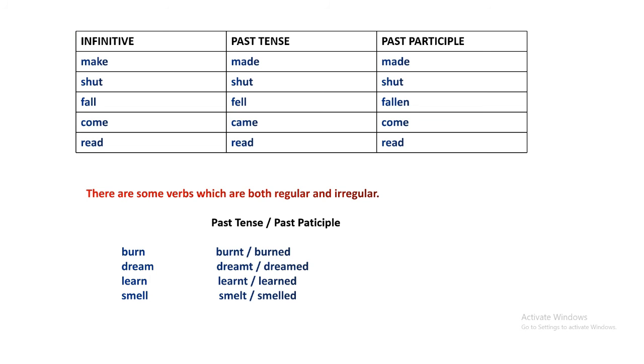Dream, past tense and past participle, you can use dreamt. Also you can use dreamed. Learn, you can use learnt. Also you can use learned. Smell, smelt. Also you can use smelled. So these verbs are both regular and irregular.